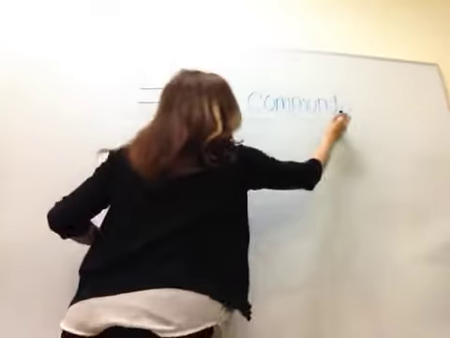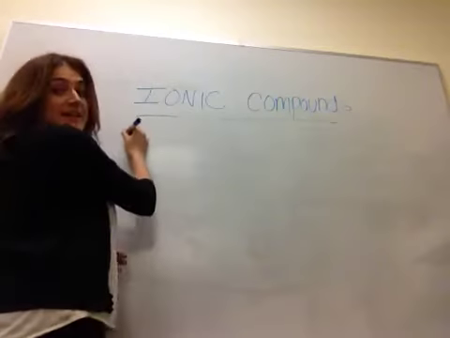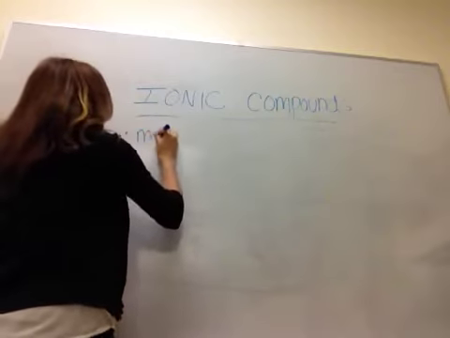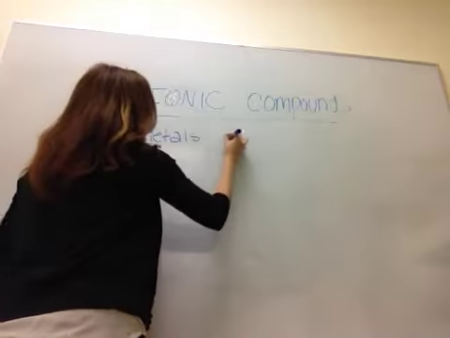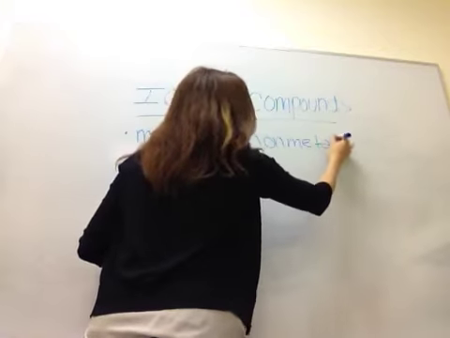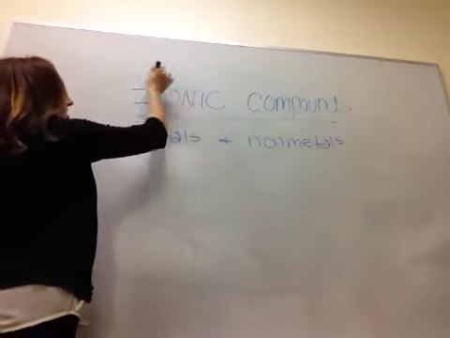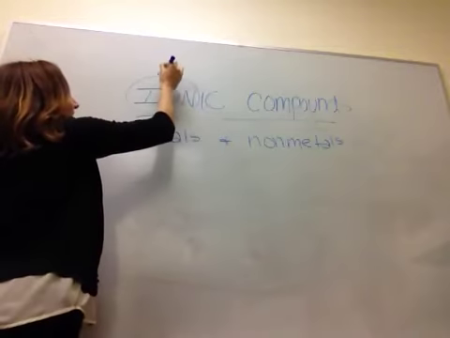Ionic compounds are made up of metals and nonmetals. So let's write that down. They're between metals and nonmetals. And if you notice in the word ionic, you see the word ion.